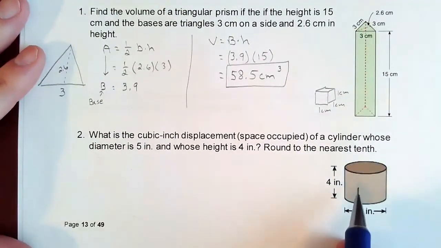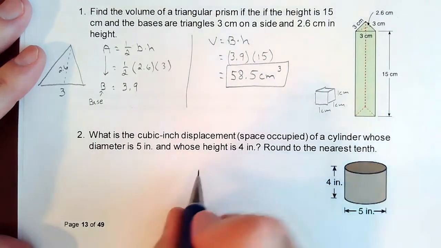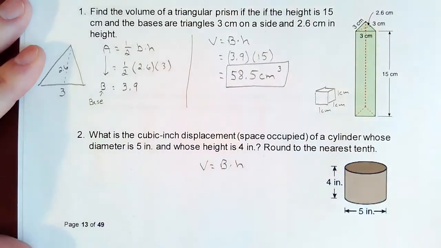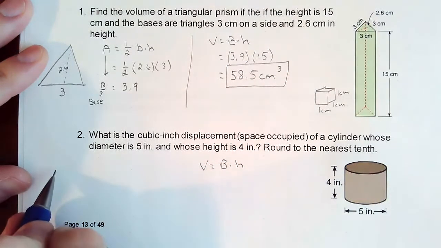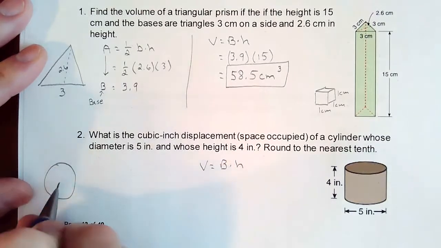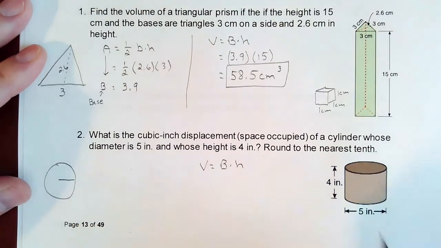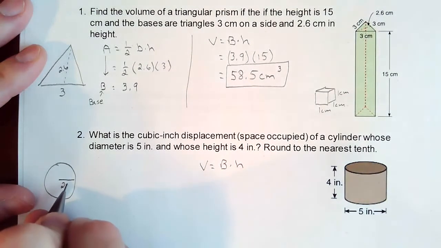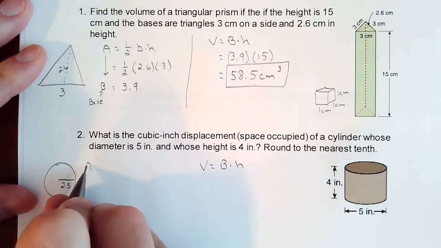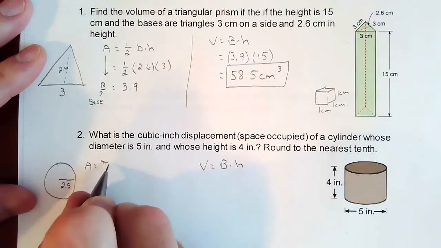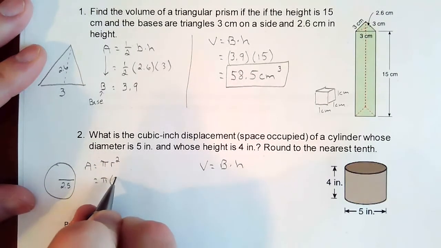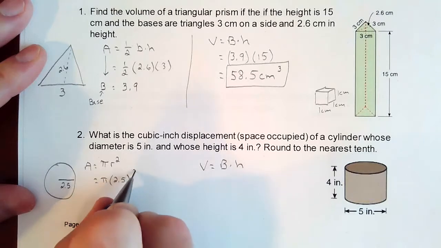All right, last one is we're going to find the volume of a cylinder. So it's still the volume is going to be the area of the base times the height. It's just the area of your base is a circle. So here's our circle. It has a radius of not 5, that's the diameter. So the radius is 2.5. It's going to be half of that. So the area of that is pi r squared, which is pi times 2.5 squared.